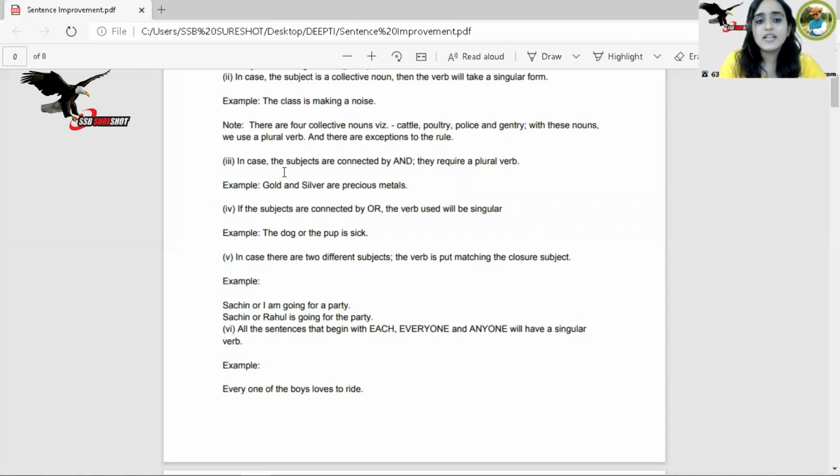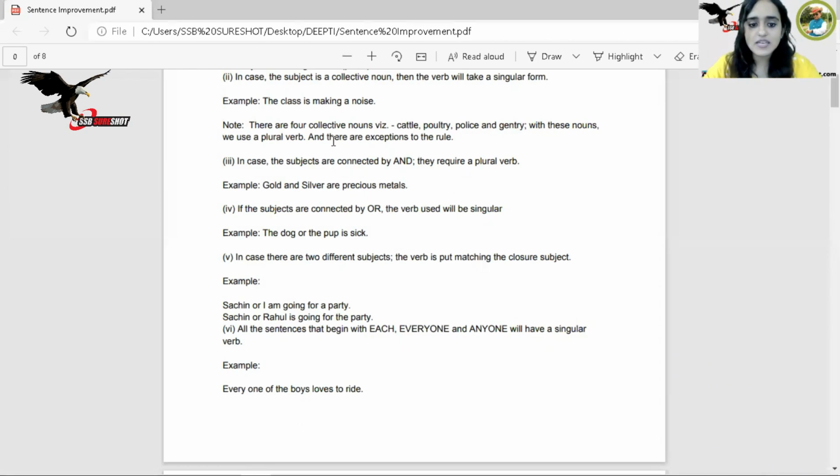So, the cattle are grazing near the field. The police are arriving. I have already called them up. The police are arriving. So, with these four exceptions, you will be using a plural helping verb. So this was our second rule while we are talking about sentence improvement and some other topics of English grammar. Let us look at the third rule.